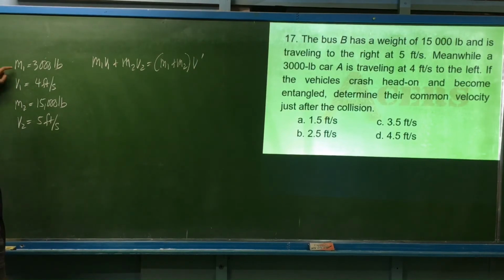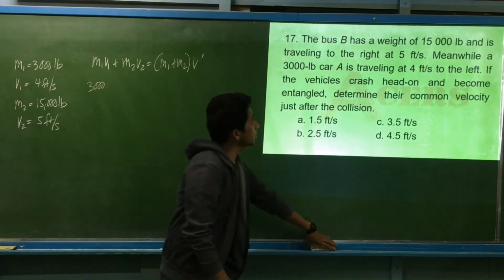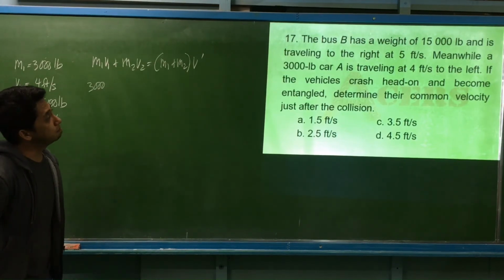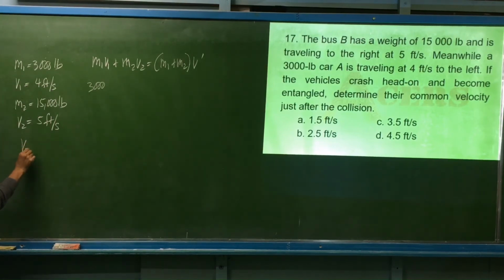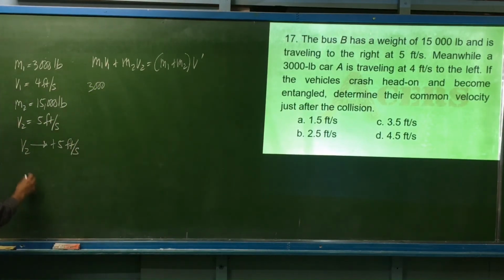What is our mass 1? We have that equal to 3,000. So we may use our sign convention. According to the problem, the bus B has a weight of 15,000 pounds and is traveling to the right. So let's say v sub 2 is to the right. We assume that to be positive 5 feet per second. While car A is traveling at 4 feet per second to the left. That is our v sub 1, to the left. We assume this to be negative 4 feet per second. That will be our sign convention: to the left, negative; to the right, positive.